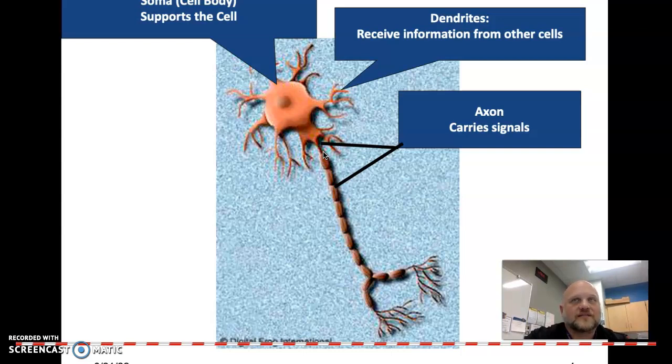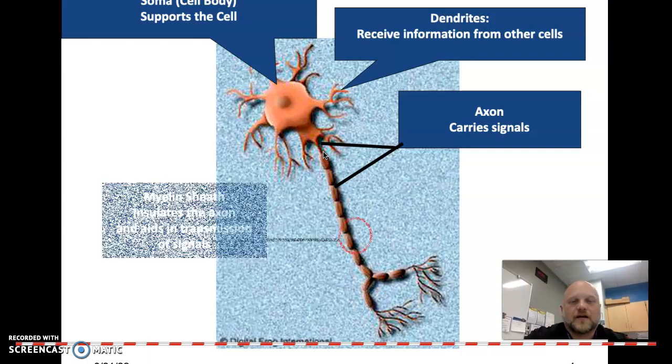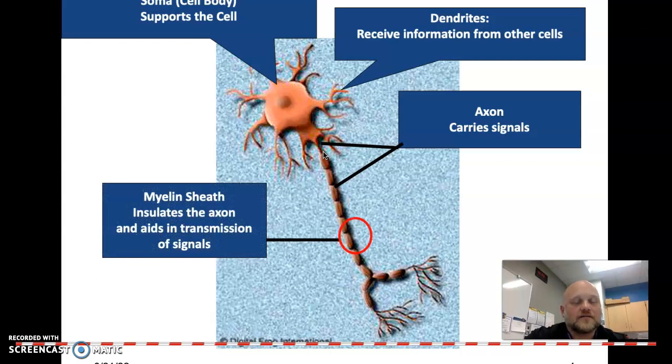When I think of the axon, I think of a power cord, like for a TV or a computer or whatever, carrying that electric signal through the cord to the outlet. Wrapped around the axon is called the myelin sheath. This is a little bit of fatty tissue that is around the axon, and it helps speed up the electrical signal that travels down the length of the axon.